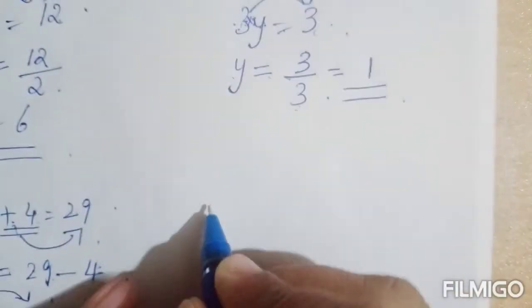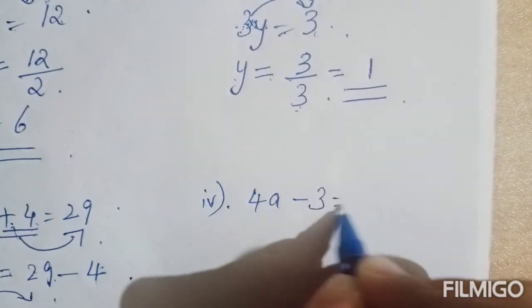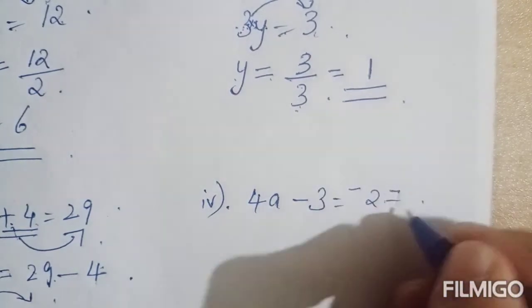Okay. Now fourth one, 4a minus 3 equal to minus 27.